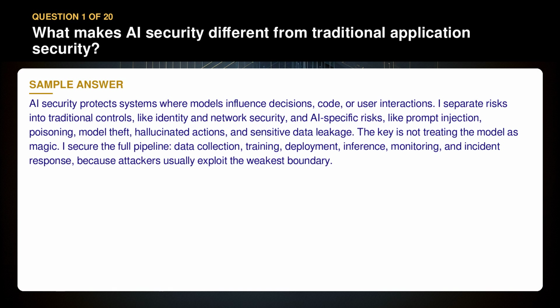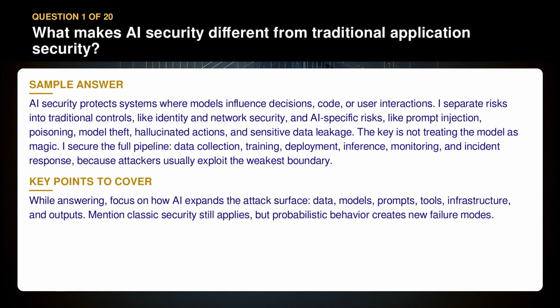I secure the full pipeline: data collection, training, deployment, inference, monitoring, and incident response, because attackers usually exploit the weakest boundary. While answering, focus on how AI expands the attack surface: data, models, prompts, tools, infrastructure, and outputs. Mention classic security still applies, but probabilistic behavior creates new failure modes.